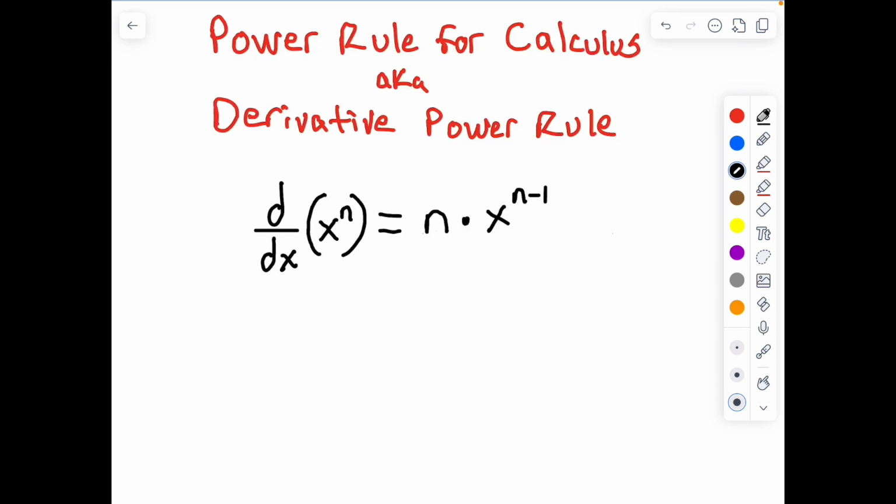All right, so we just covered the basic exponent rules in algebra, including some special cases, and briefly mentioned the calculus power rule. And we'll dive into that deeper in the next video.